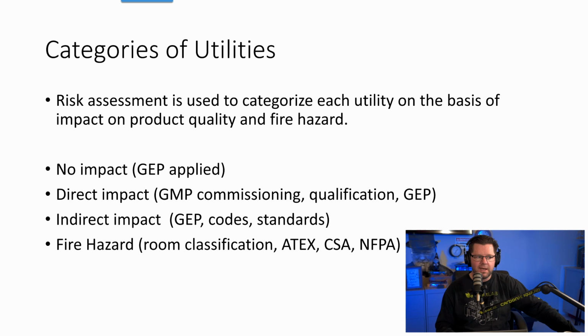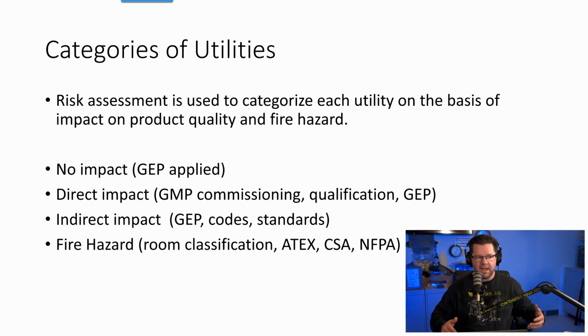There's the direct impact. That's where you have to have the commissioning and qualification, and you also have GEP, which is good engineering practice. No impact, you only have GEP there. Or any kind of international building codes, international fire codes, any type of codes and standards are then applied to that. So they're still important. You still have to design them. You still have to have specifications for them, but they wouldn't be qualified specifications from your quality unit, like I said. Same thing with the no impact and then the fire hazard.